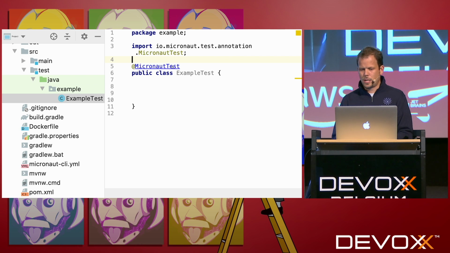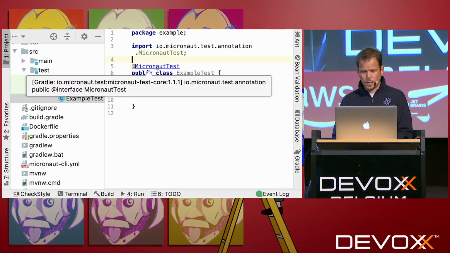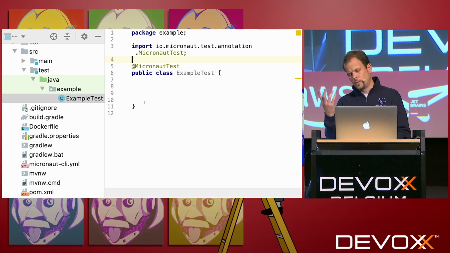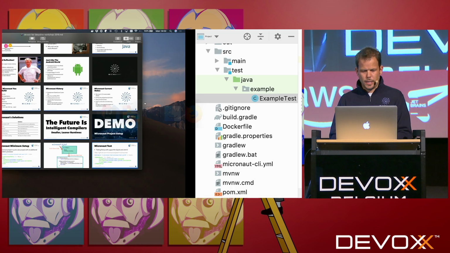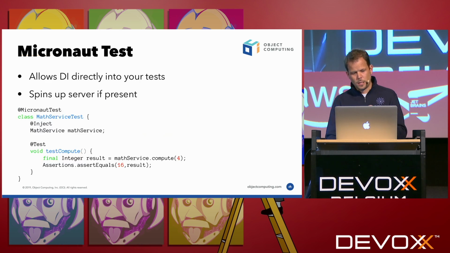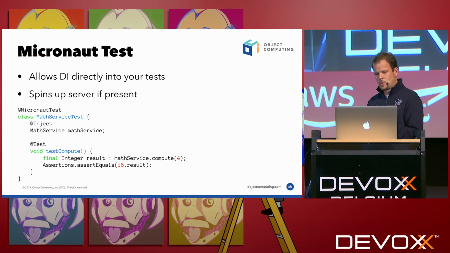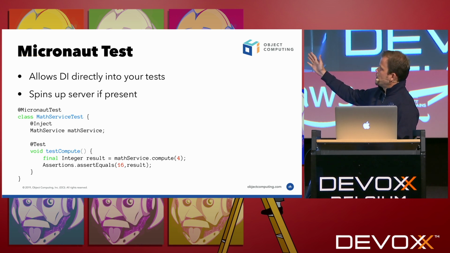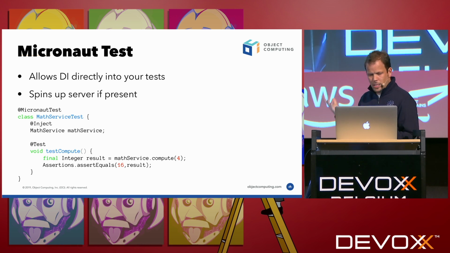It's a JUnit 5 extension annotation, and it works with Spock as well. Since I'm going to be demoing a lot with Micronaut test, I wanted to make sure we introduced it early. Basically, you can say @MicronautTest and @Inject on your test itself, a particular bean, and then write your test as usual.